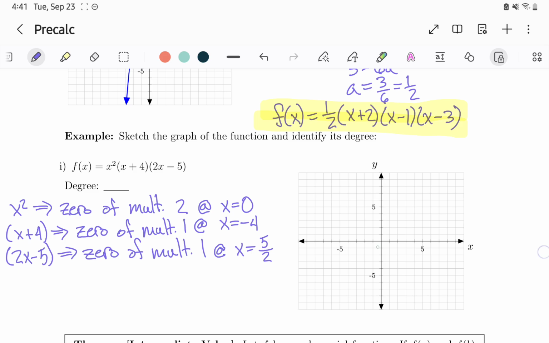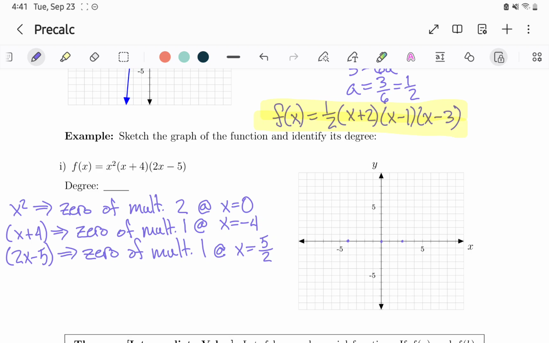So let's go ahead and plot our zeros. So here's our point, -4 comma 0, and 0 comma 0, the origin, and then 2.5 comma 0 is about right there.